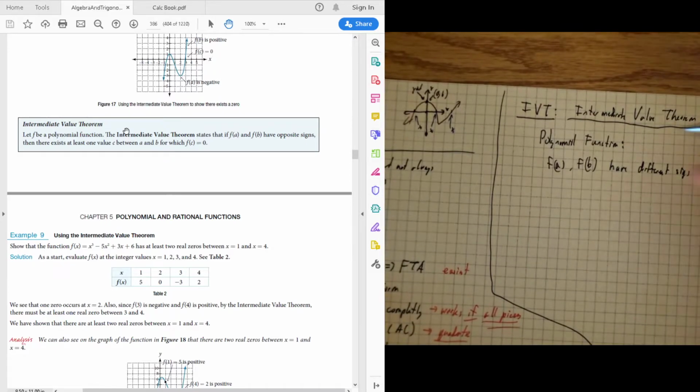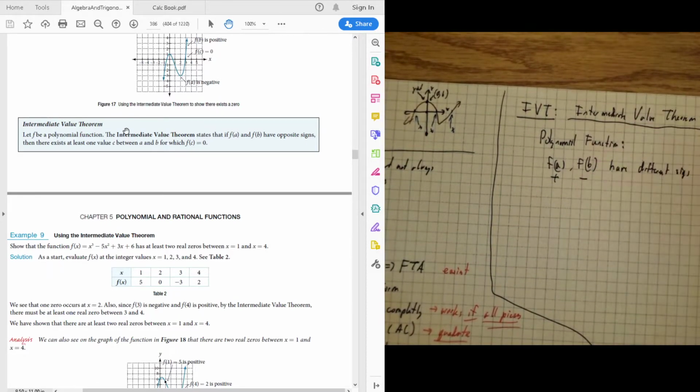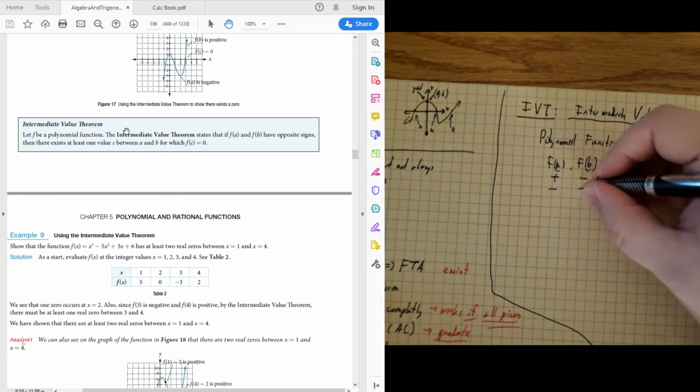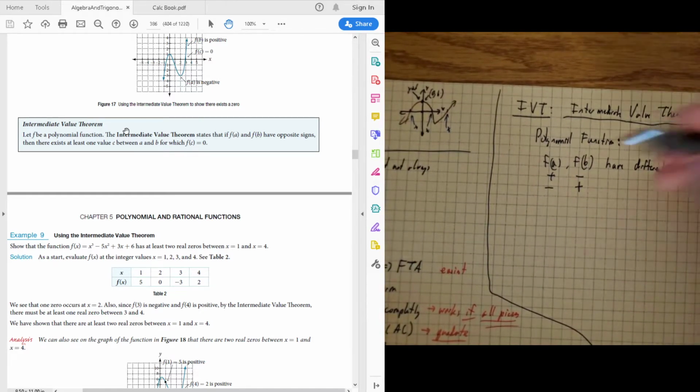What does this mean? Well, f of a can be positive, but that means f of b has to be negative, or vice versa. F of a can be negative, but f of b would then have to be positive. They have to have different signs for this to work. So one of them has to be positive, and one of them has to be negative for this to work.